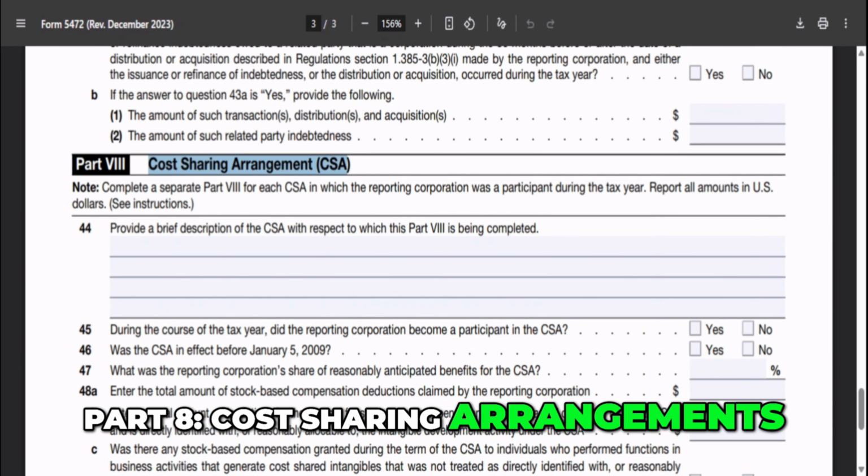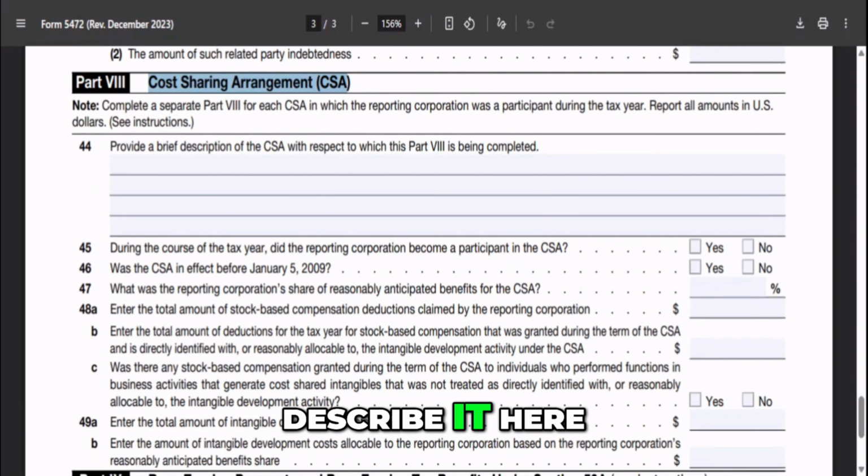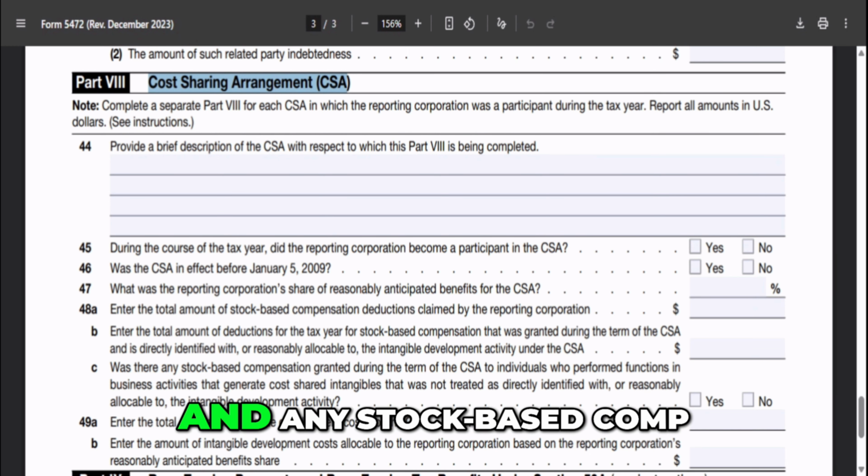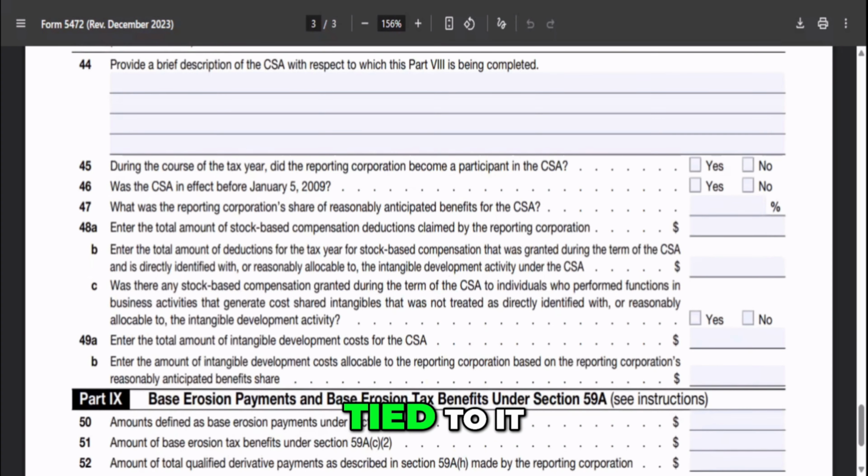Cost-sharing arrangements. If you're in one, describe it here: what it covers, your benefit share, the intangible development costs, IDCs, and any stock-based comp tied to it.